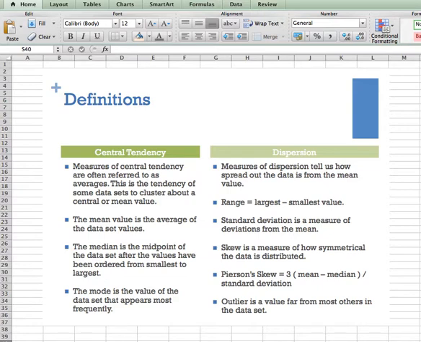Under the category of dispersion, measures of dispersion tell us how spread out the data is from the mean. The range equals the largest minus the smallest value. Standard deviation is a measure of deviations from the mean. Skew is a measure of how symmetrical the data is distributed. I often use Pearson's formula for skew, which equals 3 times the mean minus the median divided by standard deviation. And finally, an outlier is a value far from most others in the data set.